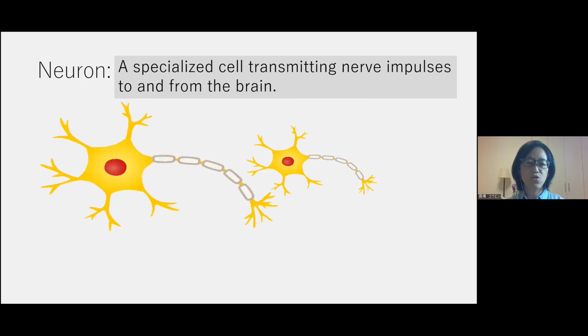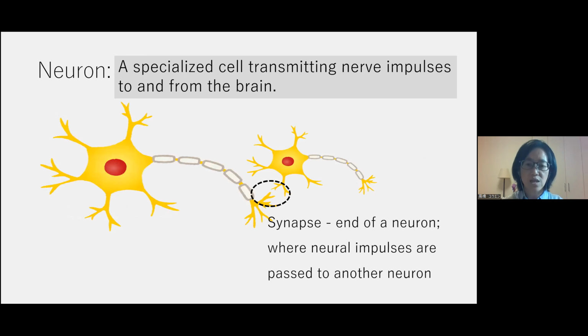Here we see a picture of 2 neurons. A neuron is a specialized cell transmitting nerve impulses to and from the brain. And a very important area that I would like to draw your attention to is this encircled area. This area is called a synapse. It's the end point of a neuron, and it's also the place where neural impulses are passed from the neuron to the next neuron.